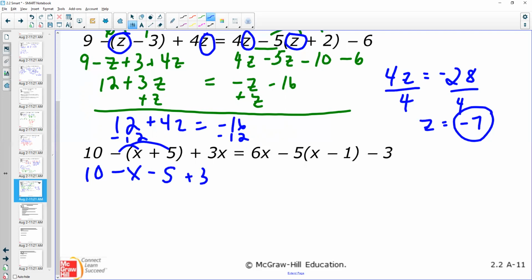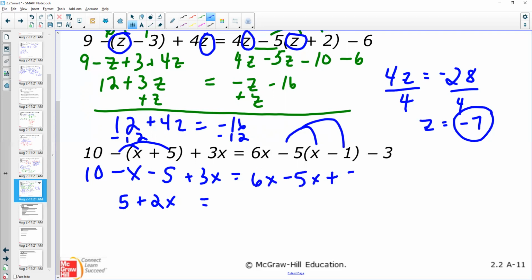Plus 3x. I'm going to finish this combining. So I get 10 minus 5 is 5. Negative x plus 3x is positive 2x. Equals, on the other side, I'm going to distribute the 5 again. 6x minus 5x plus 5, negative times negative, right? Minus 3. So 6x minus 5x is just x. 5 minus 3 is plus 2.